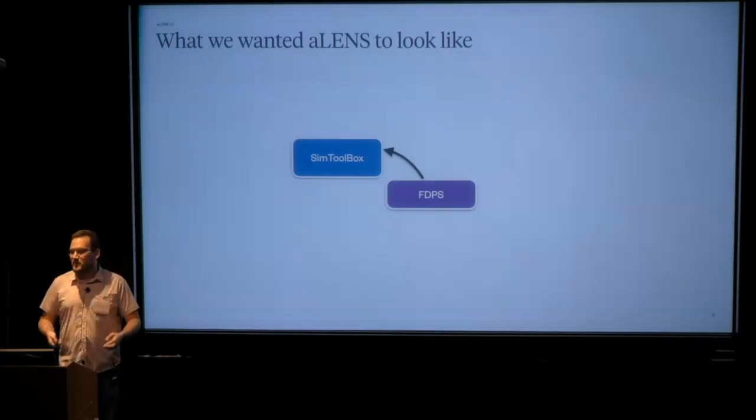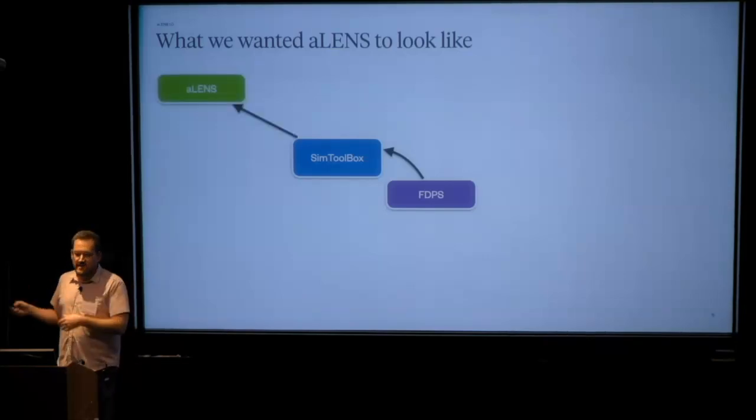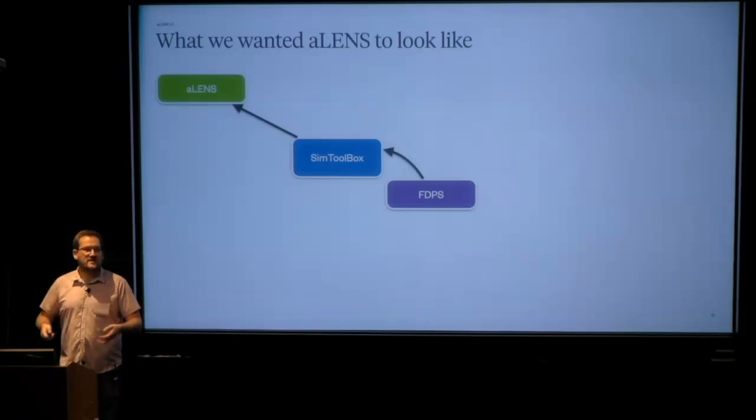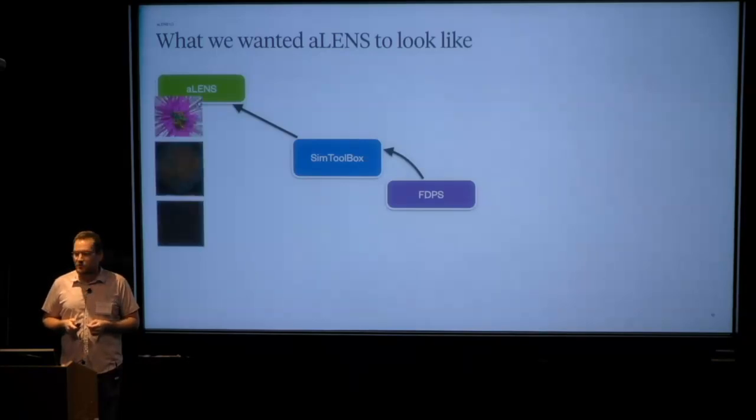Maybe I want to use OpenMP to do thread-based parallelism. If I'm doing MPI already, I can scale this across multiple nodes. Great. Just have to make sure that everything talks to everything else okay. And then in the end, you can put your physics or domain-specific problems in a lens itself, which then sits on top of Sim Toolbox, which then sits on top of FDPS, okay? And then you can do all of these cool problems.